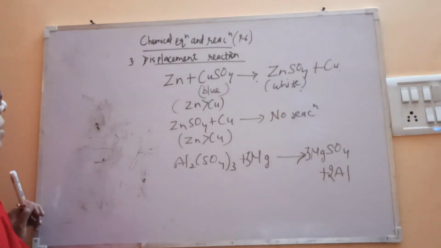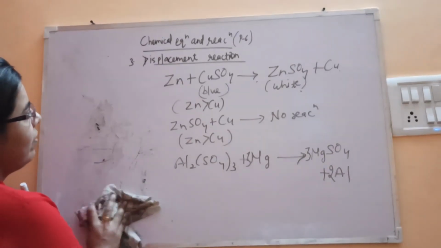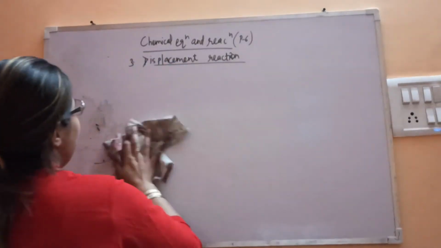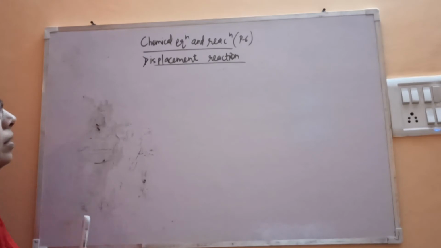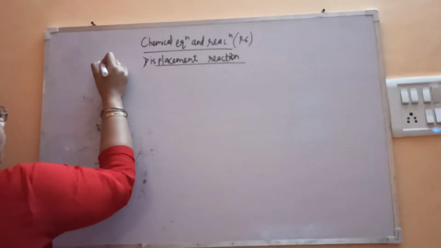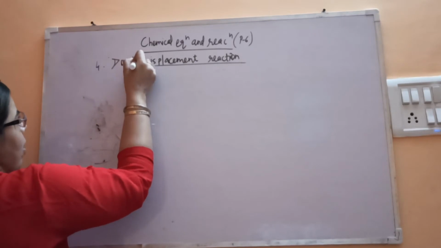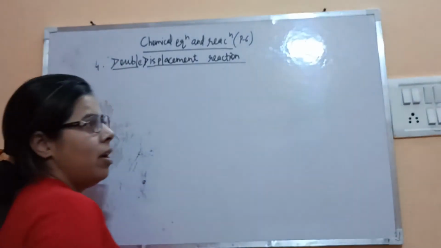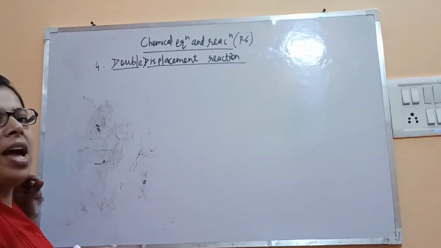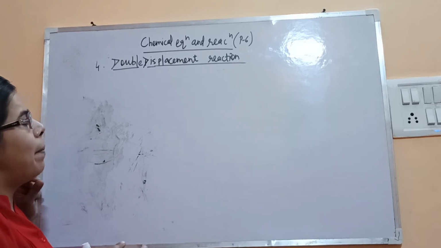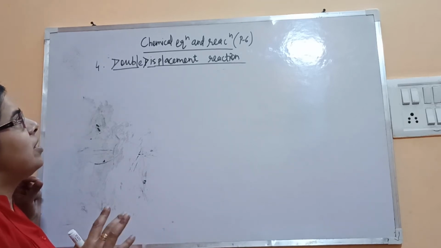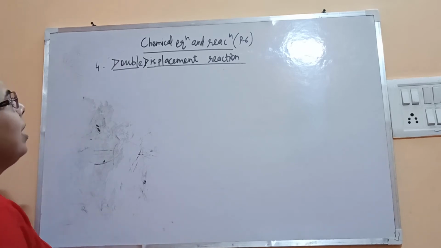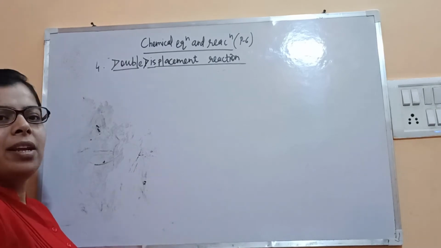So let's start with the next part: double displacement reaction. Again, very, very important. The fourth one is the double displacement reaction. Now in a displacement reaction, what happens? Only one ion is getting exchanged. Now here what will happen? In a double displacement reaction, as the name suggests, double, both the ions of the solutions will exchange their positions and will form the products.